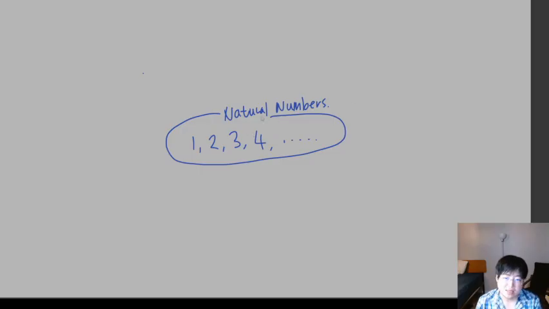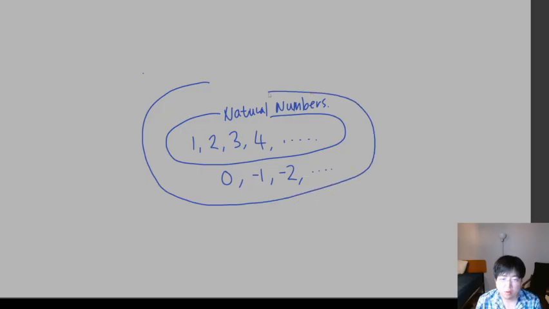Now we are going to expand this to 0, -1, -2, and so on and so forth. And all of these numbers, again, all together. So 1, 2, 3, 4, etc., 0, -1, -2, -3, -4. All those numbers together, we're going to call them integers. Okay, integers.